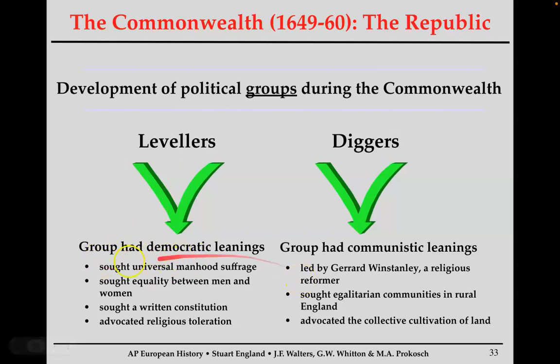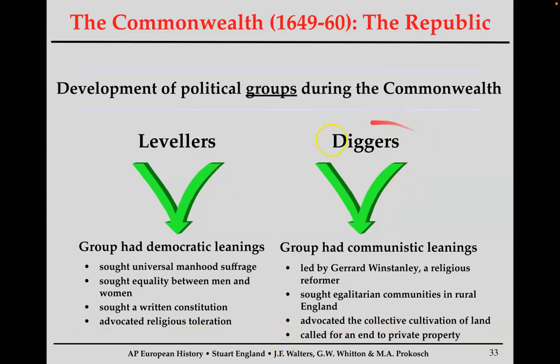They wanted universal male suffrage, although there's arguments that they may have wanted actually universal suffrage, period, regardless of sex. They called for equality between men and women. They actually wanted a constitution for England. Fun fact, the only written constitution in English history was a really short-lived one during this Commonwealth time period, and eventually was just scrapped once Cromwell became effectively the military dictator. And England has officially never actually had a written constitution since.